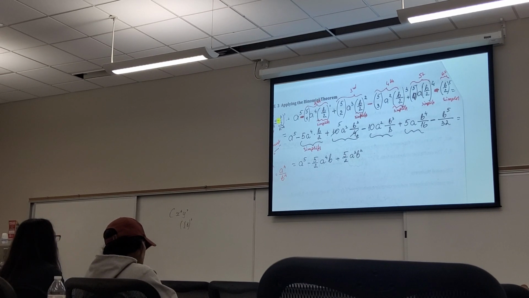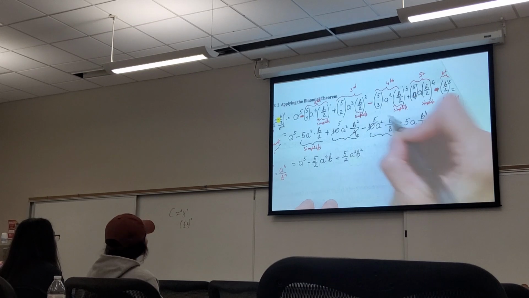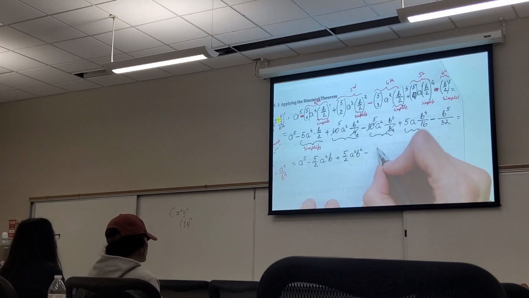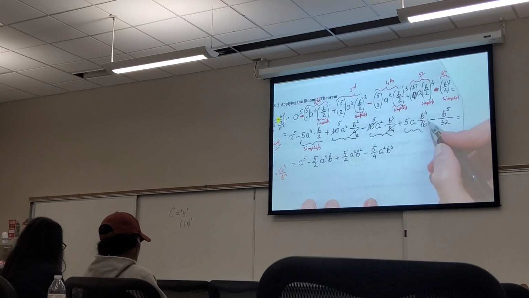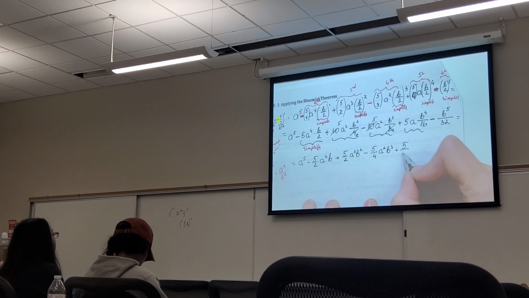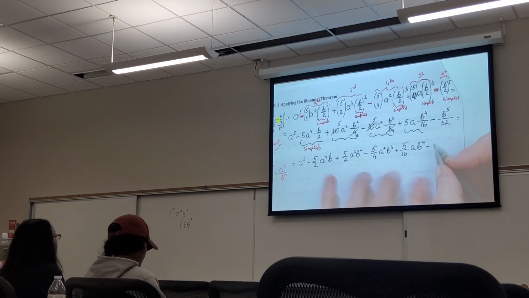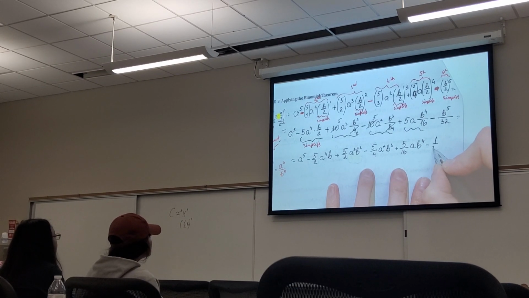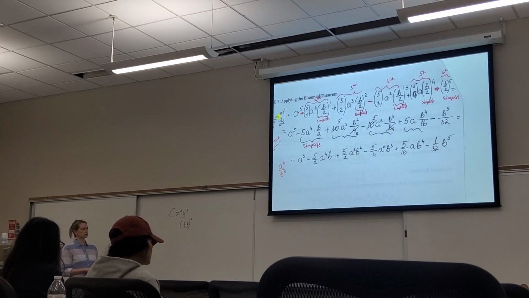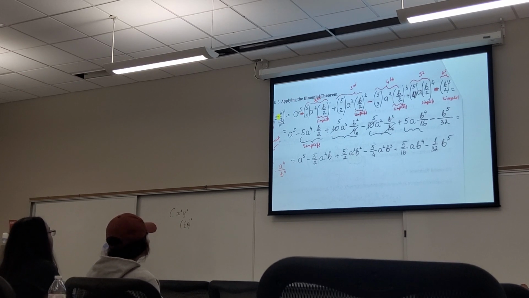10 and 8 are divisible by 2 again, correct? Gives me 5, gives me what? 4, so gives me negative 5 over 4a squared b cubed. 5 and 16 cannot reduce, gives me 5 over 16 a b to the fourth minus, and I will put coefficient first, negative 1 over 32 b to the fifth. And I am done. This is my expansion. Can you see how the problem went from just patterns, now to paying attention to properties of the exponents and how to simplify fractions.